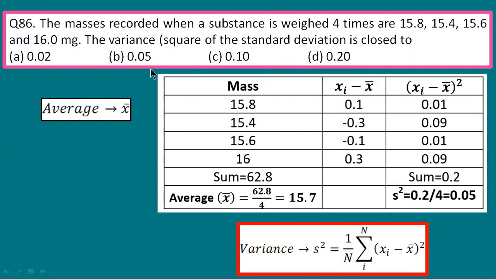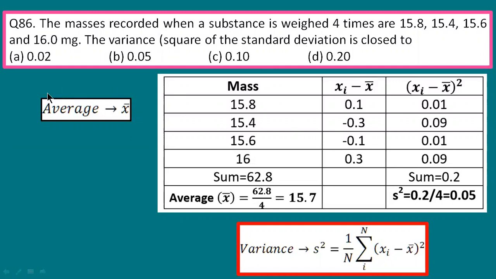The question is about the variance. Calculate the variance, which is also known as the square of the standard deviation. Okay, the variance is also known as the square of the standard deviation. So close to how much? Now, before solving this problem, let me introduce the formula.